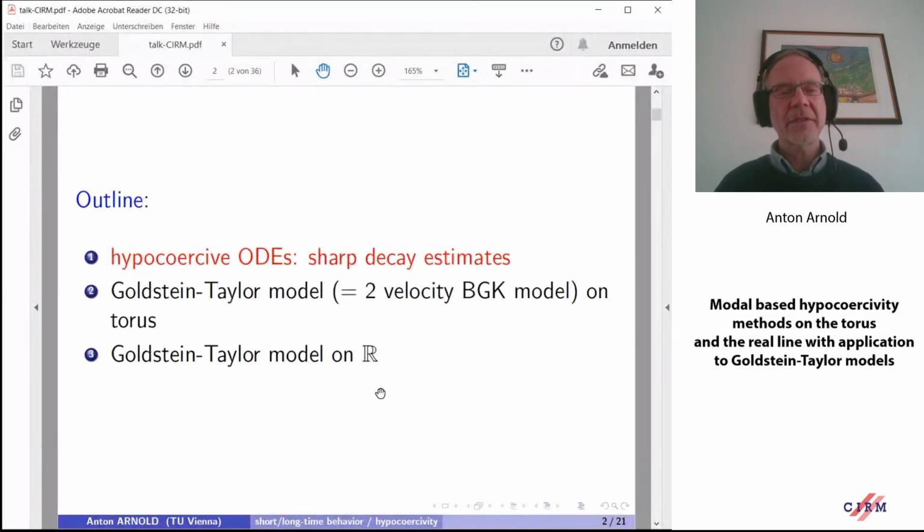I will discuss the Goldstein-Taylor model, which is a two-velocity BGK model, if you like, in two situations, first on the torus and then on the real line. But you should think of this very simple model just as one possible application, more to illustrate how to apply this methodology that I'm describing here.